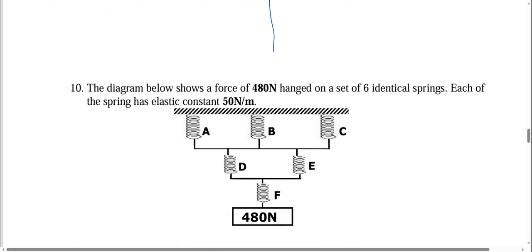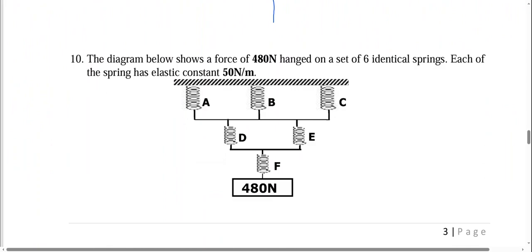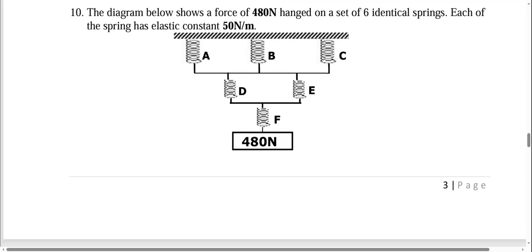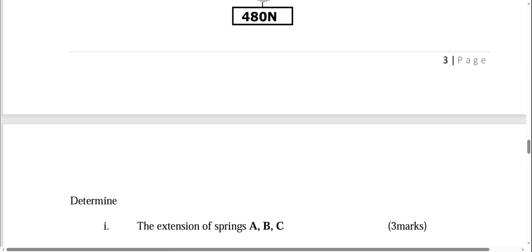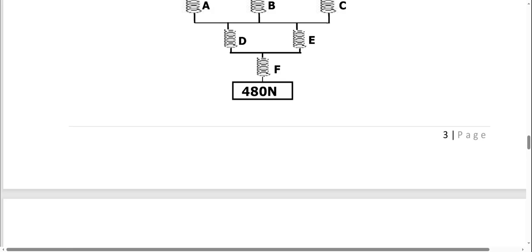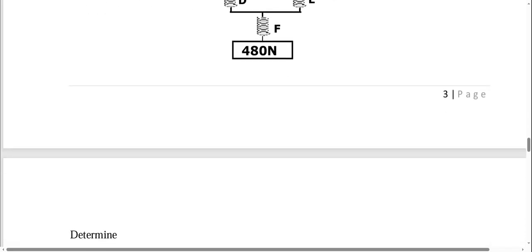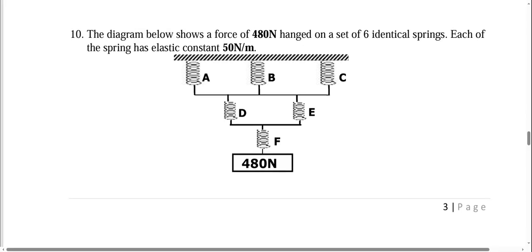Question number 10. The diagram below shows a force of 480 Newton hanged on a set of 6 identical springs. Each of the spring has elastic constant 50 Newton per meter. So question number 1 wants us to determine the extension of the springs ABC.